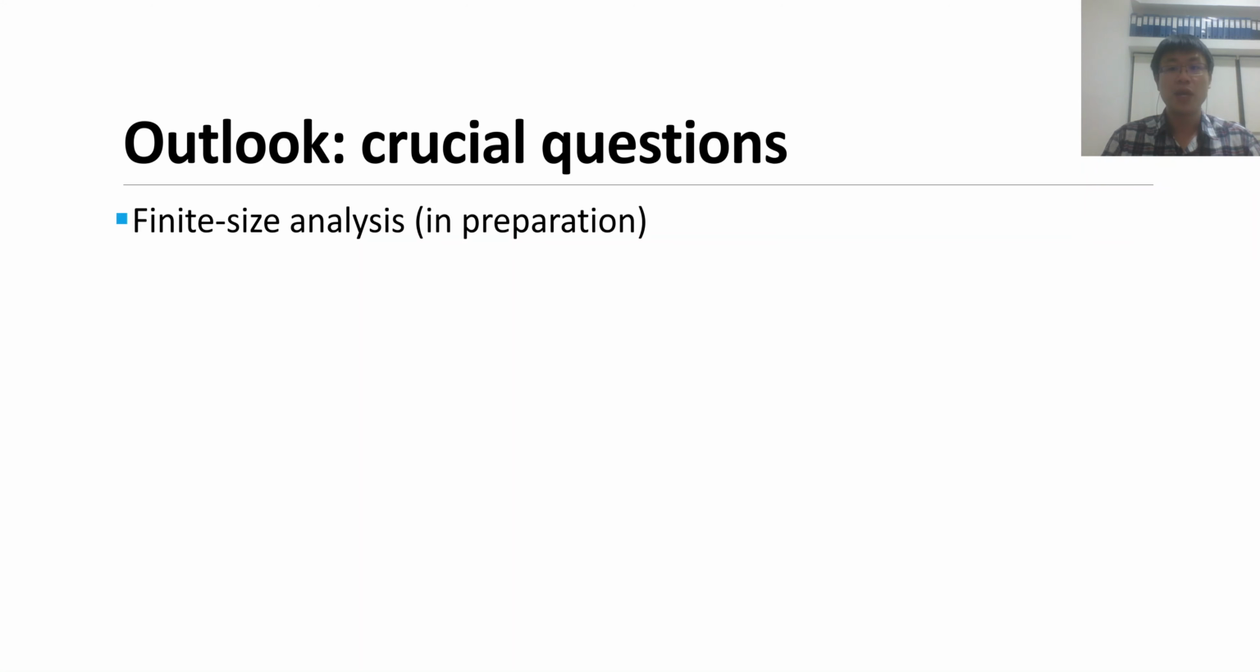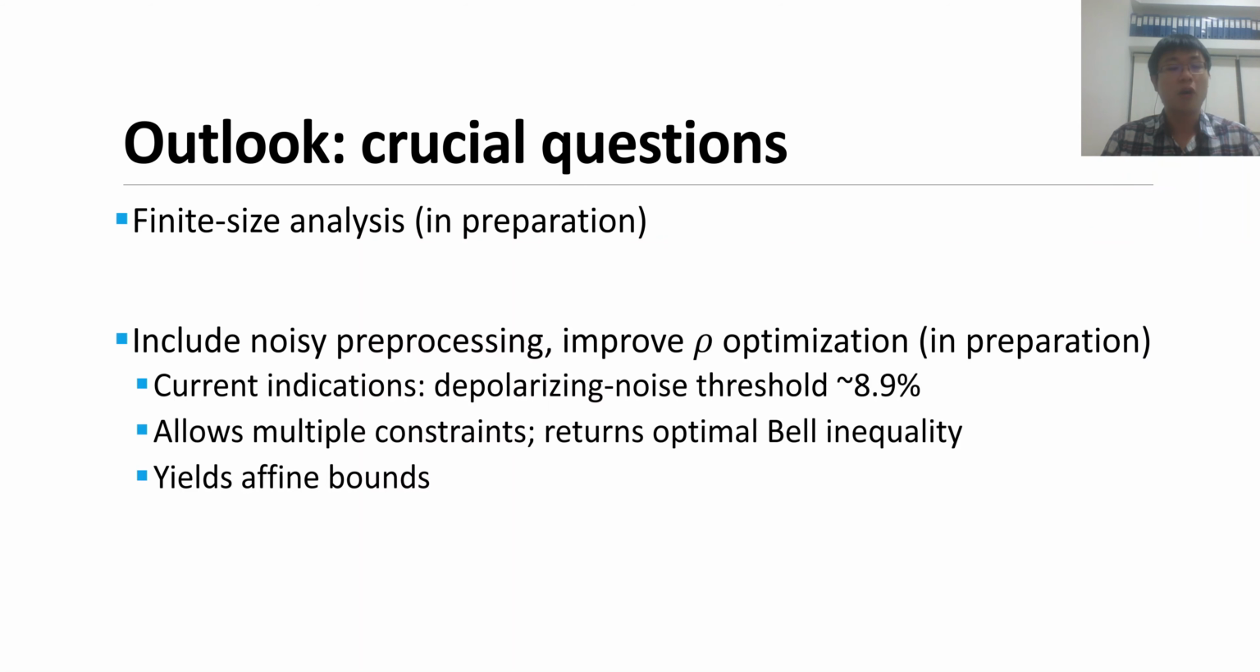Another point that we are actively working on is how to incorporate noisy preprocessing into this approach using the uniform basis choices. The approach that we are currently using to study this also has the advantage of being a slight improvement in the optimization process over the states. And the current numerical indications we have from this is that if we look at the depolarizing noise situation, the threshold can be improved up to about 8.9%, roughly speaking.